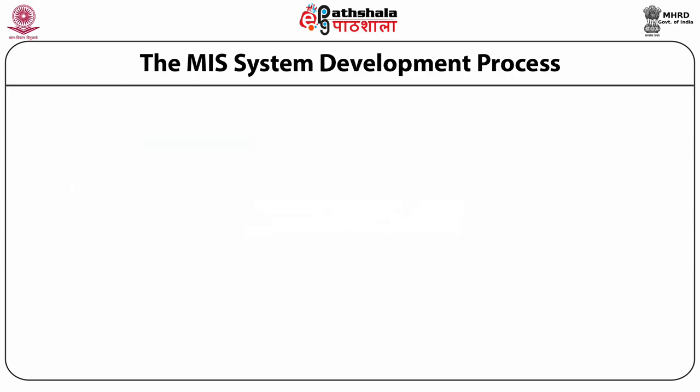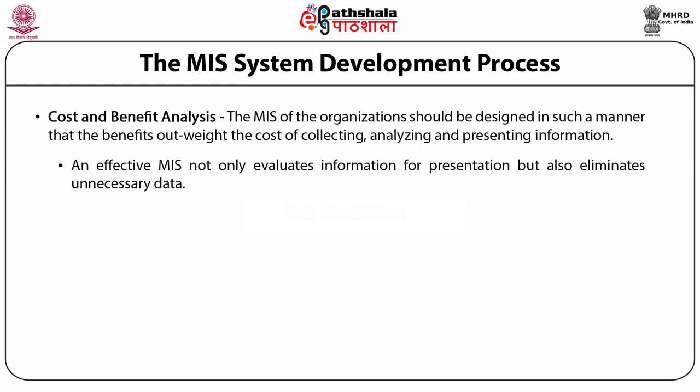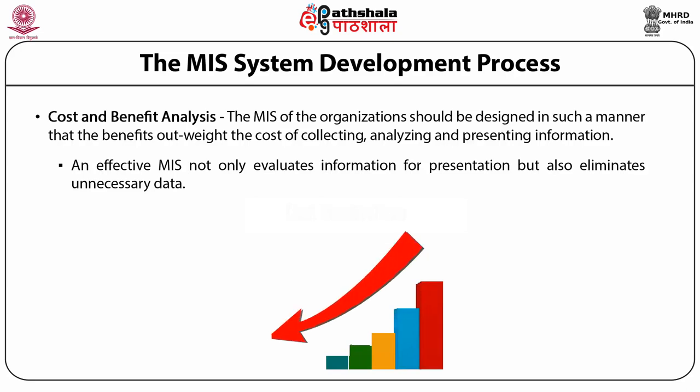Cost and benefit analysis: the MIS of the organization should be designed in such a manner that the benefits outweigh the cost of collecting, analyzing, and presenting information. Depending upon the size of the organization and the scale of the operation, alternative means of providing information for managerial decision making should be studied and evaluated in terms of their cost and benefits. An effective management information system not only evaluates information for presentation, but also eliminates unnecessary data. The MIS should summarize and condense information so that it can be easily absorbed and used for decision making.